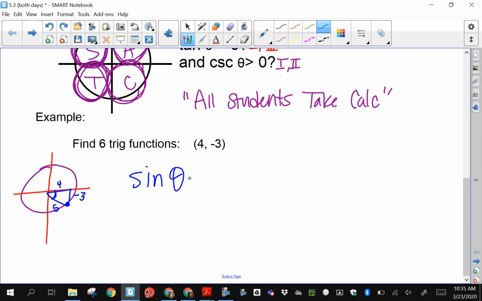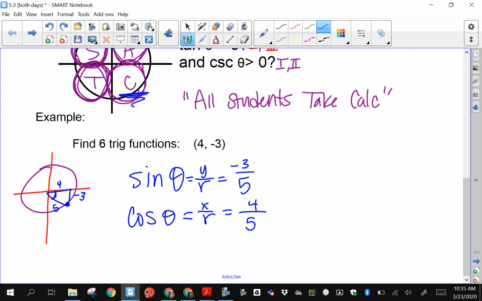So sine of theta would be our opposite divided by our hypotenuse, or you can think of that as our y divided by our r, so negative 3/5. Cosine of theta would be our x divided by r, so that's going to be 4/5. Notice that's positive in the fourth quadrant. Cosine is positive. Lastly, tangent is sine divided by cosine, or we can do y divided by x. That would be negative 3/4.